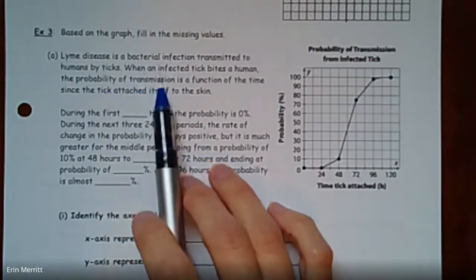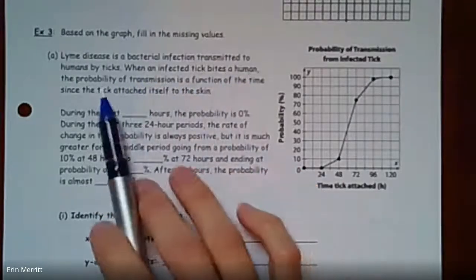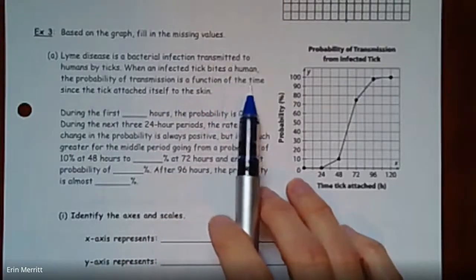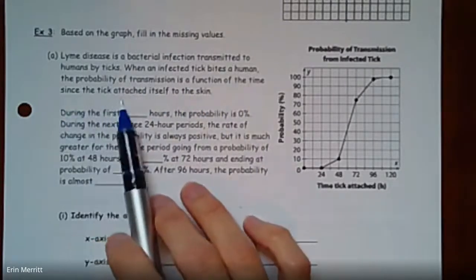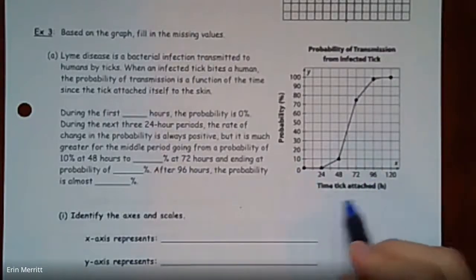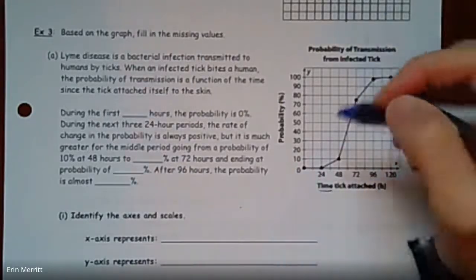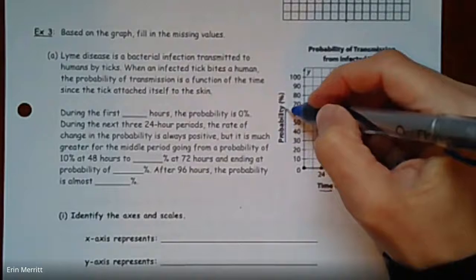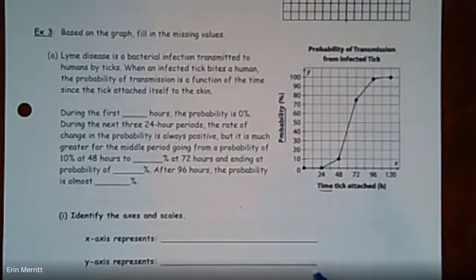It says, when an infected tick bites a human, the probability of transmission is a function of time, right? Since the tick attaches itself to the skin. So if you look over here on the x-axis, this is the time, and then the y-axis is the probability of infection, right? Or the probability that it would transfer that Lyme disease, right?